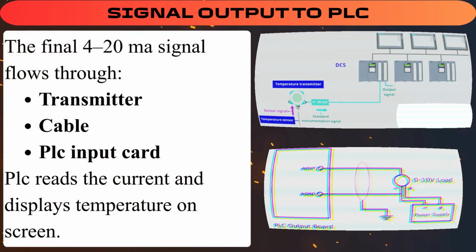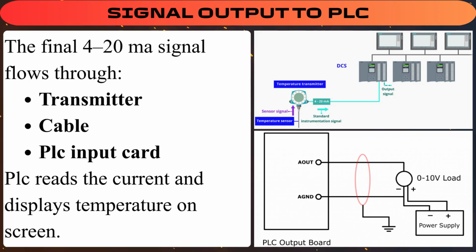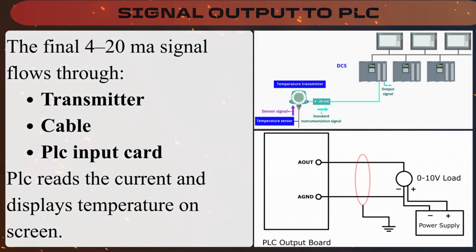Signal output to PLC. The final 4 to 20 milliampere signal flows through transmitter, cable, PLC input card. PLC reads the current and displays temperature on screen.